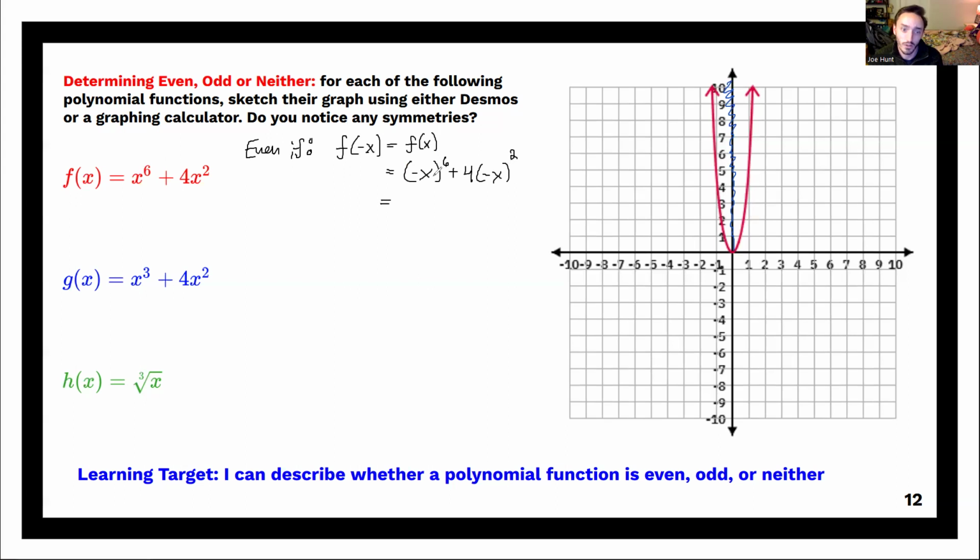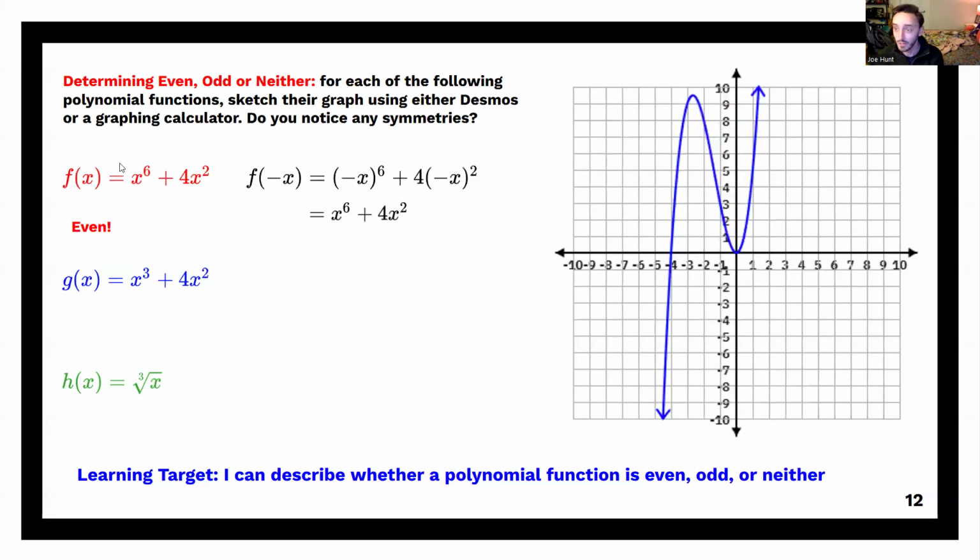Now, what you'll notice is that a negative number times itself an even number of times is going to switch to a positive number, even if you don't know what that number is yet. Negative x to the sixth is going to look like plus x to the sixth. And 4 times negative x squared is going to look like 4 times positive x squared, which is the exact same thing as what I started with. So I know for sure that this is an even function because switching the sign on the input has no effect on the output. They're exactly the same thing. Ultimately, that corresponds to this mirror image symmetry.